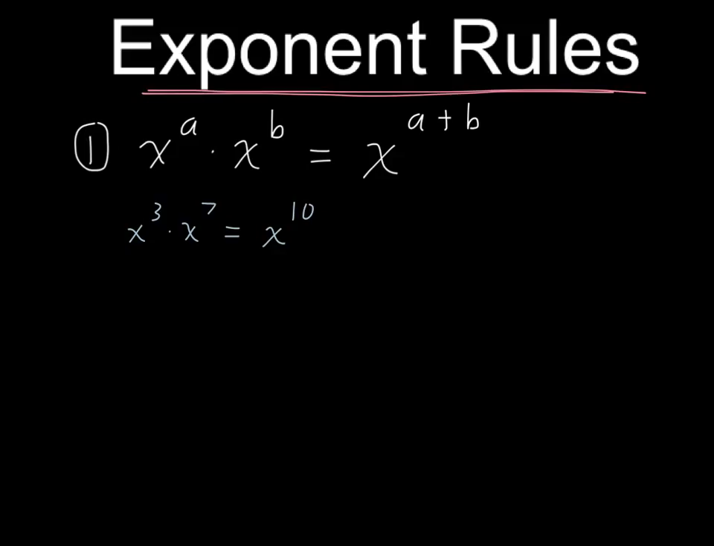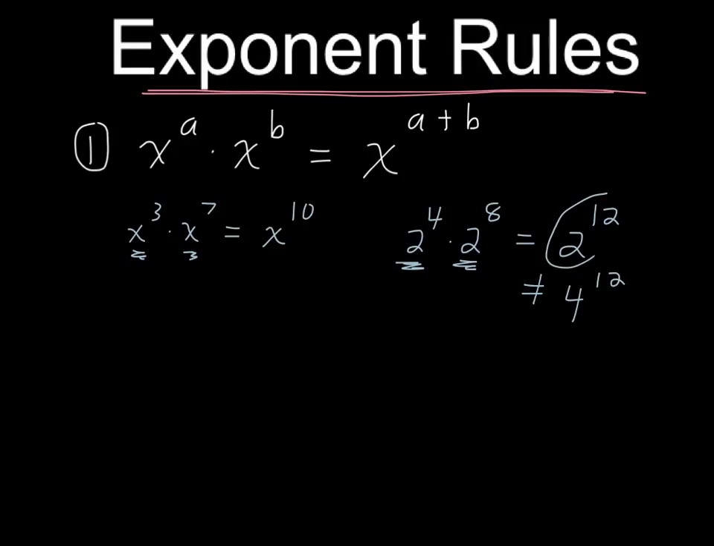Okay. Likewise, 2 to the 4th times 2 to the 8th. Be careful here. The answer is 2 to the 12th. It's not going to be 4 to the 12th. A classic rookie mistake is once we throw numbers in here as opposed to variables like an x, a lot of times kids will multiply those bases together. Okay, the base stays the same, so make sure you don't make that mistake. Base stays the same, add your powers.